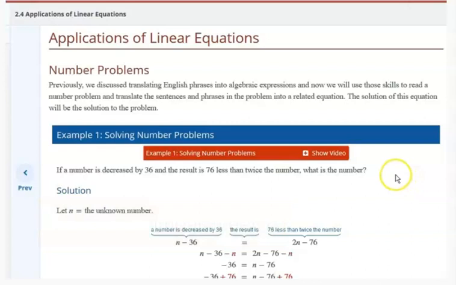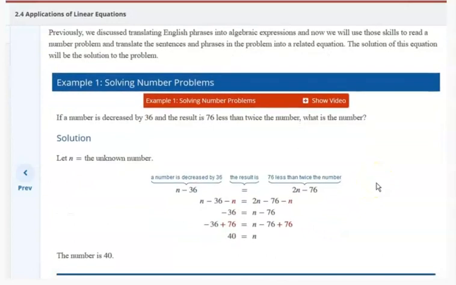Now, there is a protocol that I believe we mentioned before where you are to reread, assign a variable, sometimes a diagram may help or a chart, then convert that into an algebraic equation, solve it, and then does the answer seem reasonable? And are you answering the question they're asking? So let's go on to this first one here as we look at it.